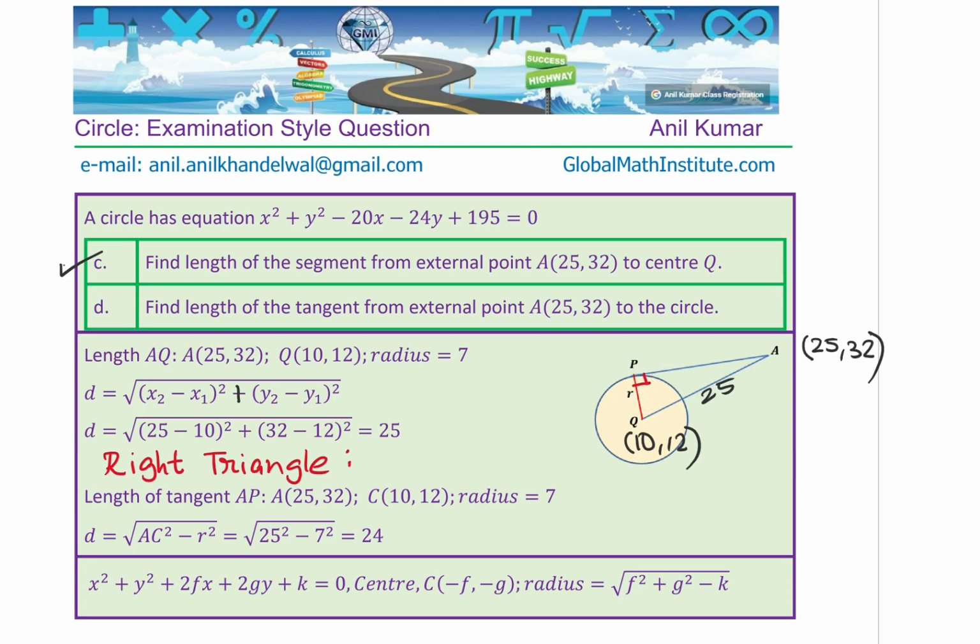So PA will be the difference of squares between 25 and the radius. Is that clear to you, right? So we can say PA whole square is equal to QA whole square minus R square. So we can now substitute those values and find the length of the tangent. The length of the tangent as required in this particular case will be the square root of AQ square, sorry, it's not AC, but a typing error, AQ square minus R square, which is 25 square minus 7 square, and that gives you the value of 24.